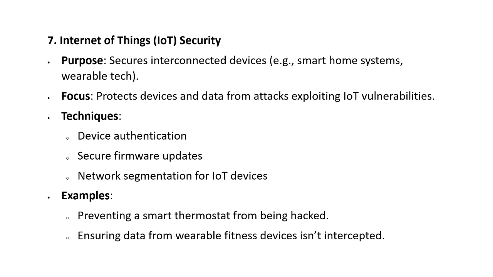7. Internet of Things, IoT security. Purpose: secures interconnected devices e.g. smart home systems, wearable tech. Focus: protects devices and data from attacks exploiting IoT vulnerabilities. Techniques: device authentication, secure firmware updates, network segmentation for IoT devices. Examples: preventing a smart thermostat from being hacked, ensuring data from wearable fitness devices isn't intercepted.